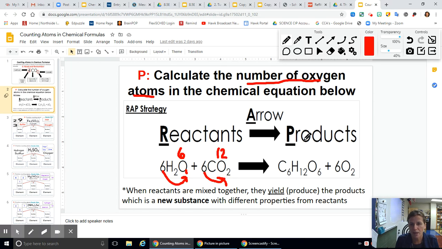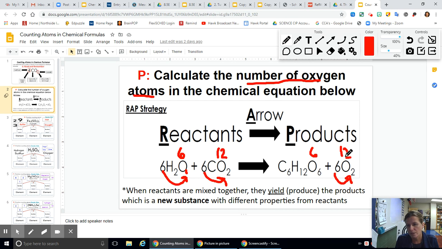Okay, then going over to my product side of the equation, I'm only looking at my oxygen atoms. So my subscript here is indicating I have 6. And then I have a coefficient and a subscript. So coefficient times subscript would give me 12 atoms here.